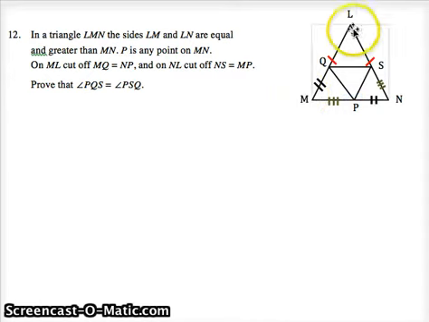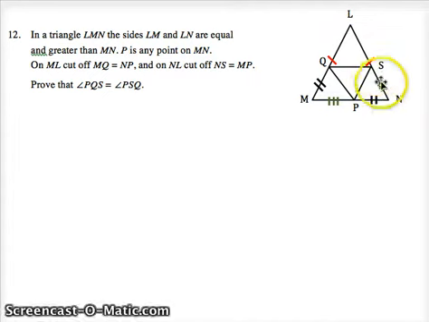Also, on ML, cut off MQ, so the distance MQ is cut off there, and that is actually equal to NP, and they're indicated with the double dashes in black. And on side NL, NS has been cut off, and that's equal to MP. So NS equals MP is indicated by the triple green dashes.